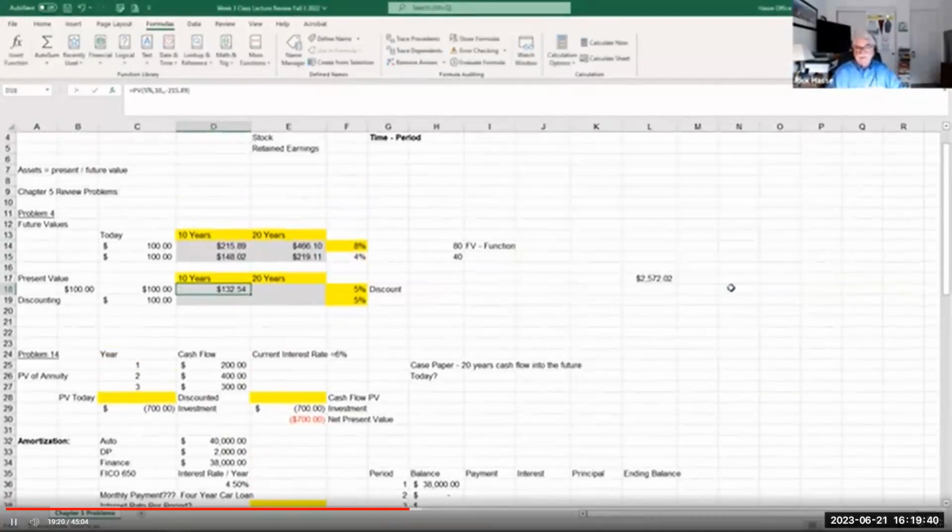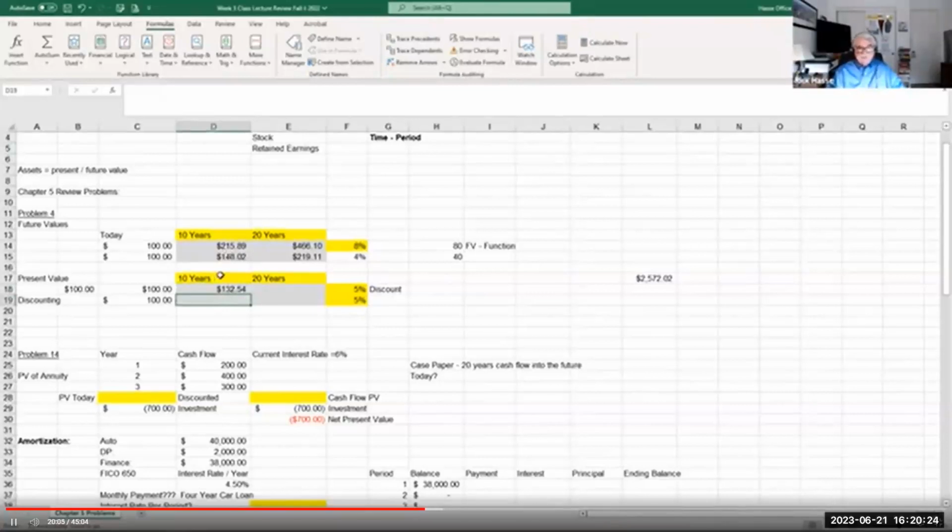$132.54. So yes, taking into account inflation, we're making $132.54 on that $215.89. So we're losing quite a bit, but we're still making $32 of the original investment, taking into account inflation. We're earning 8% a year, but our cost of money is 5%. That's our discount rate. So that's what it's truly worth today, taking into account inflation. Does that make sense? Naturally, the higher the inflation, the more it cuts into the present value of that generated asset.